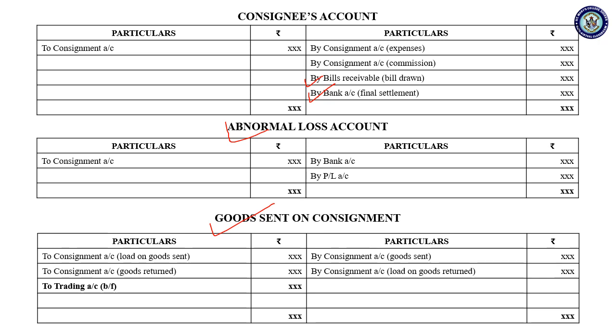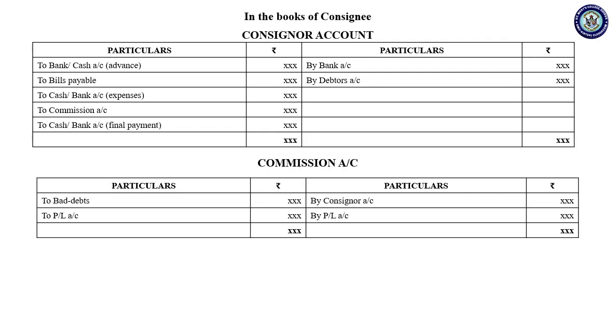Next we'll move on to the next ledger account. So take down this format in the books of the consignee, the consignor as well as commission. So take it down fast.